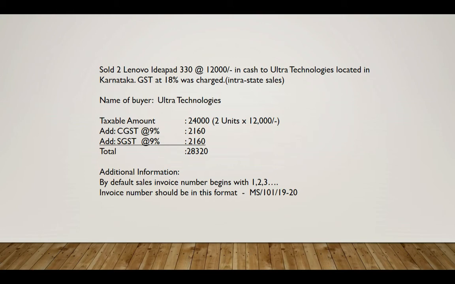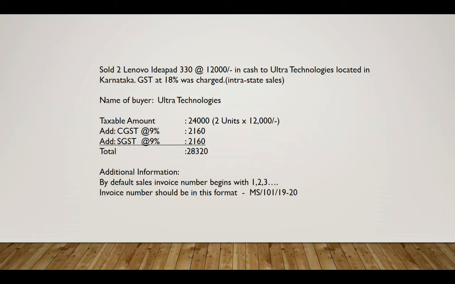So the information is that we need the invoice number to be in the following format. By default, the invoice number begins with the number 1, 2, 3 and so on. But we can specify our own format. So here the format is something like the invoice number is prefixed with the letters MS, which stands for Max Solutions, and the invoice number begins with the number 101, and then it is suffixed by the financial year 2019 and 2020. So we need to modify the sales voucher so that it can include the given invoice number.